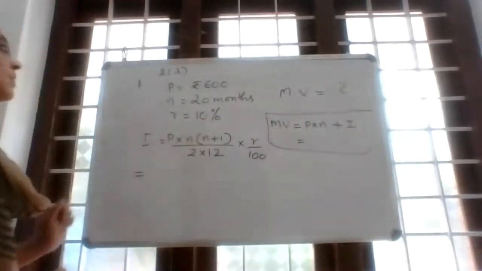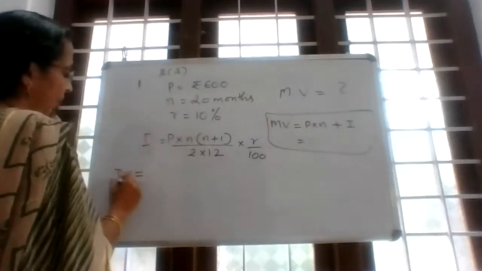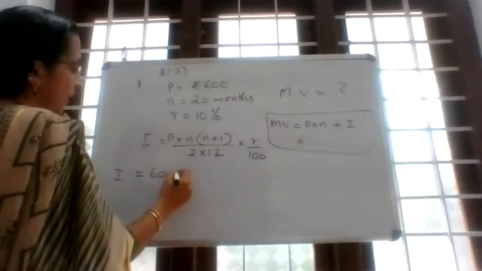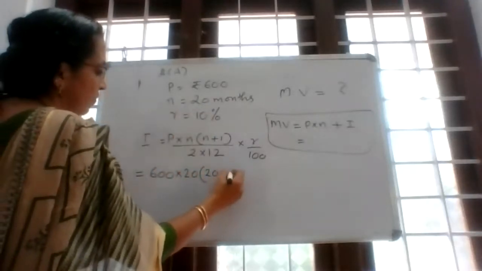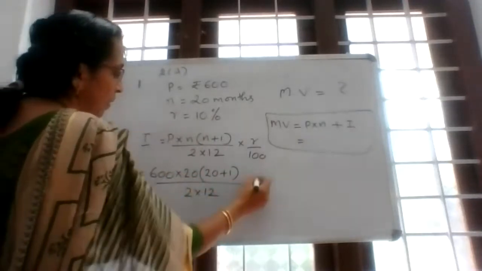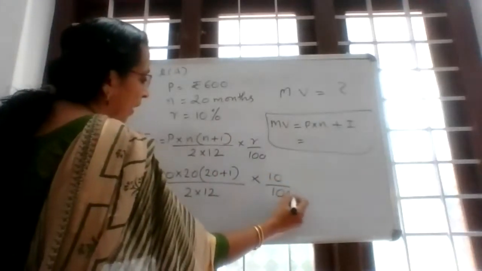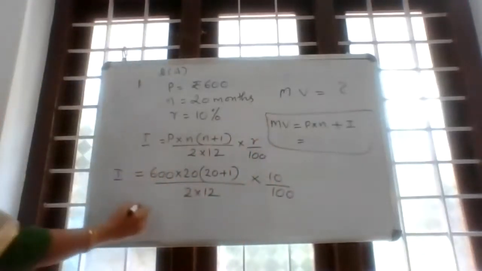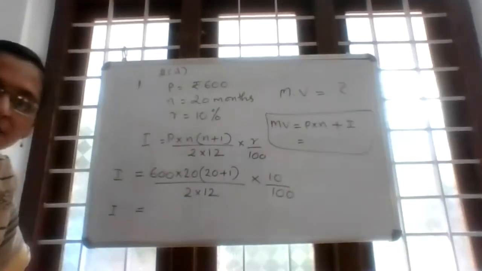So substitute P. P is equal to 600 into 20 plus 1. Don't write, first listen to me. I will give you time. 2 into 12 into R, which is 10 divided by 100. Up to this clear? So we can calculate this. You will get the answer. Okay, so start writing.